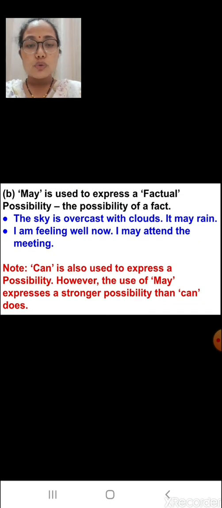May is used to express a factual possibility, the possibility of a fact. For example, number 1, the sky is overcast with clouds. It may rain. Number 2, I'm feeling well now. I may attend the meeting. Can is also used to express a possibility. However, the use of may expresses a stronger possibility than can does.